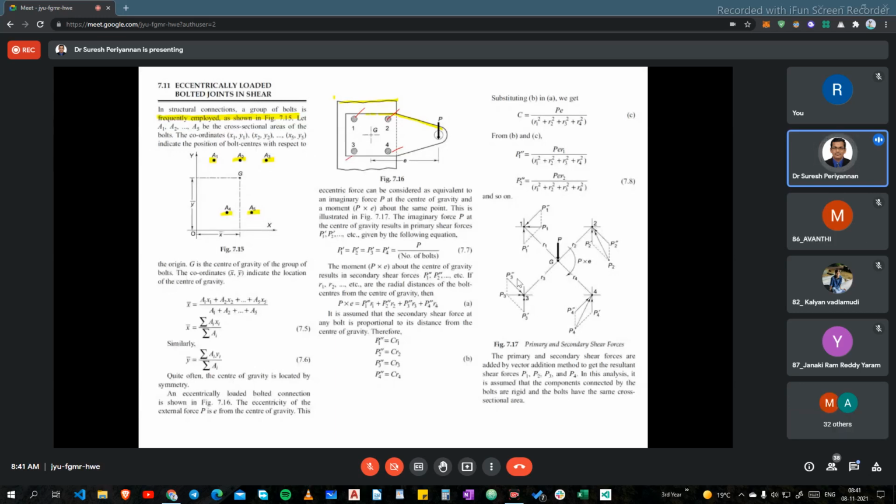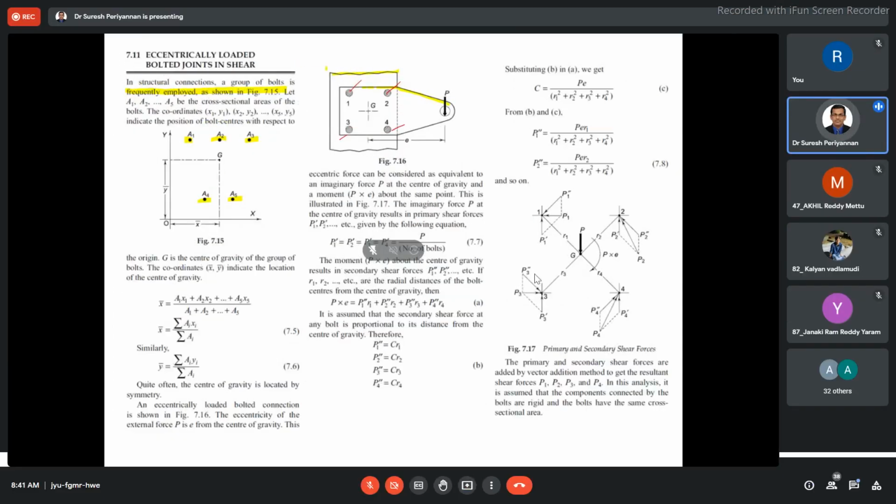In this case, there are two loads we considered: primary shear and secondary shear. Primary shear is nothing but the direct load acting on the bolt. Secondary shear is considered with respect to the bending moment. Here we first find the primary shear P prime. P prime is primary shear, secondary shear is P double prime.